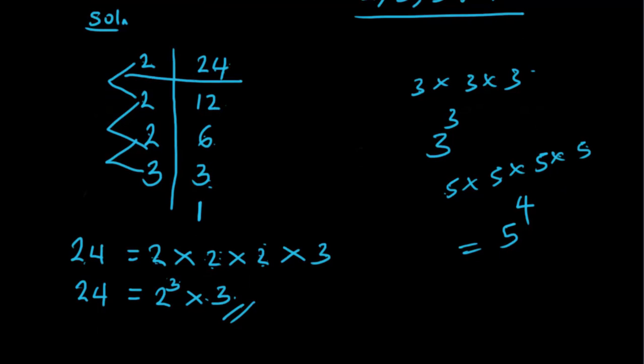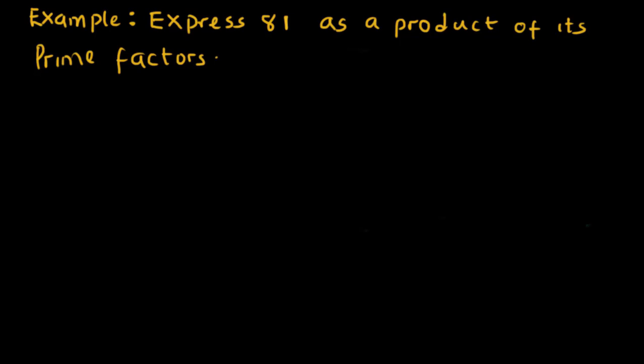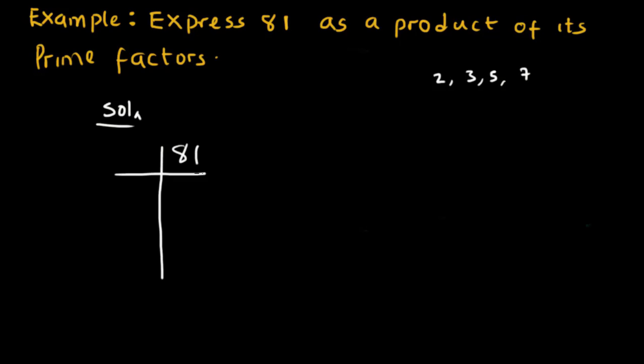Let's take another question. So we have: express 81 as a product of its prime factors. Remember, we are still going to divide by prime numbers. So 2, 3, 5, or 7. So let's do this. Can 2 go in 81? No, because 81 is an odd number. So 2 cannot go in 81. So we try 3. 3 in 81 is what? 3 in 8 is 2, remainder 2. 3 in 21 is 7. So it means 3 in 81 is 27.